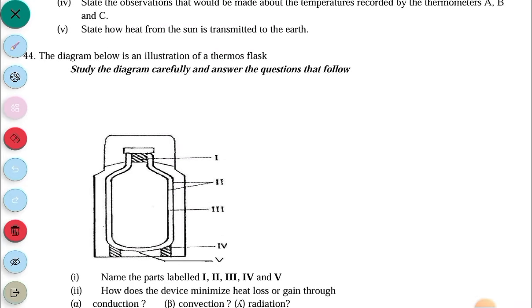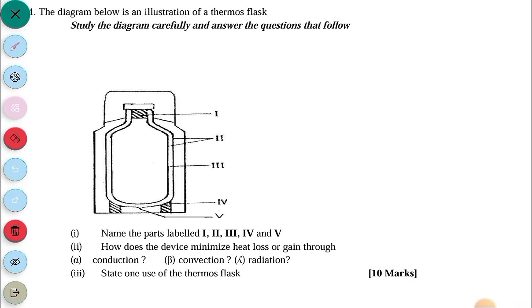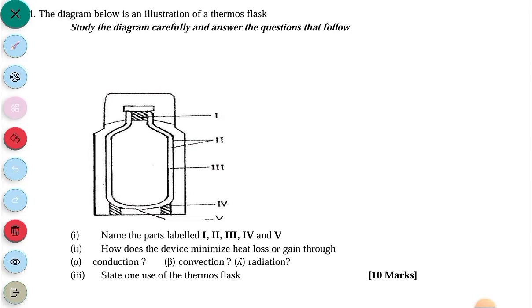Then question 44. We have a Thermos flask here. So the diagram below is an illustration of a Thermos flask. Study the diagram carefully and answer the questions that follow. So I is the cork. II is the silver inner and outer glass wall. III is the vacuum. IV also is cork. Then V is a vacuum seal.